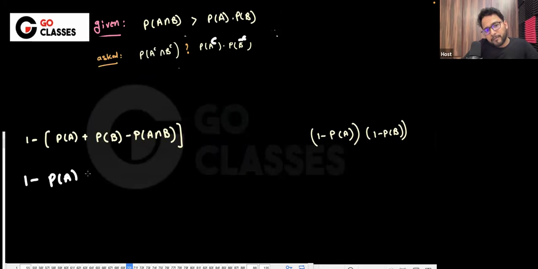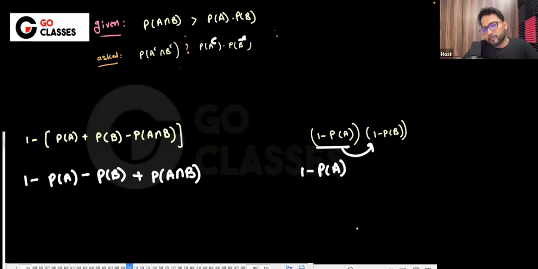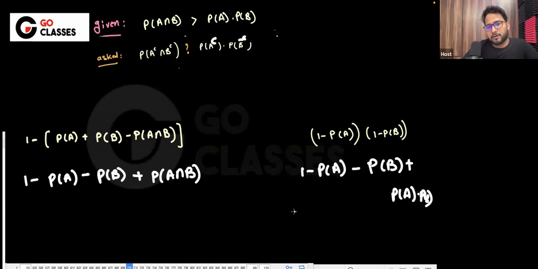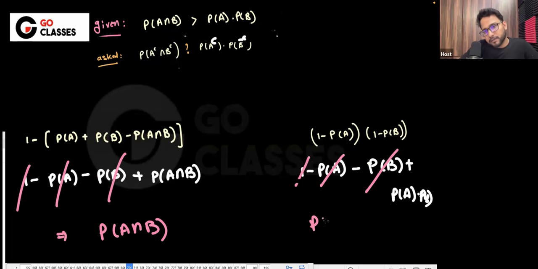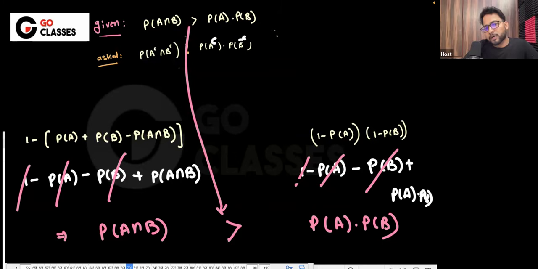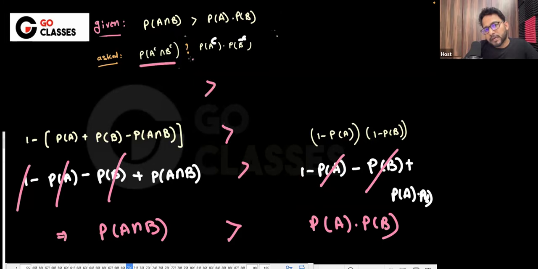This is 1 minus PA minus PB plus P A intersection B. This is 1 minus PA. I mean, 1 minus PA multiplied by 1 will be 1 minus PA. Then minus PB will also get multiplied. This is minus PB plus PA into PB. The 1 and 1 will get cancelled out if I compare. Minus PA is cancelled out. Minus PB is also cancelled out. So finally, as an LHS, I'm getting this. As an RHS, I'm getting PA into PB. And from the given, it is already known to be greater, from the starting, it is a greater symbol. So this is actually greater than this.